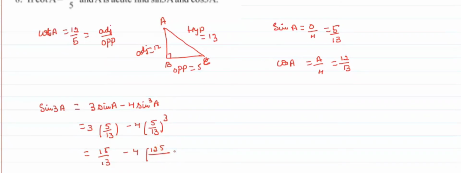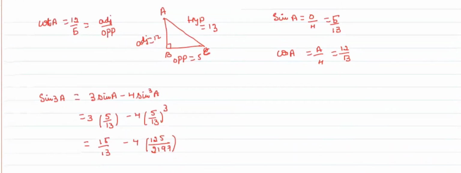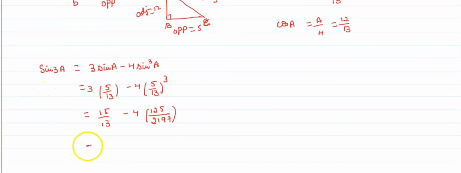What is the value of 13 cube? 13 13s is 169. 169 multiplied by 13 will be 2197. Okay, so further on simplification, this is 15 over 13 minus 125 multiplied by 4, which will be 500 over 2197.